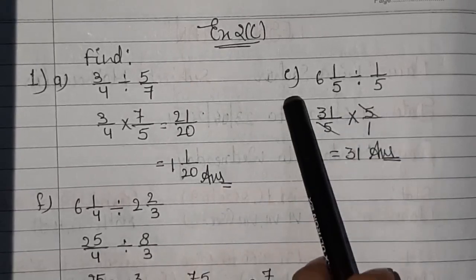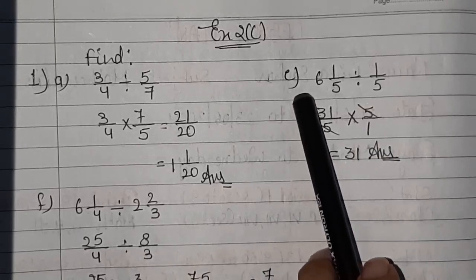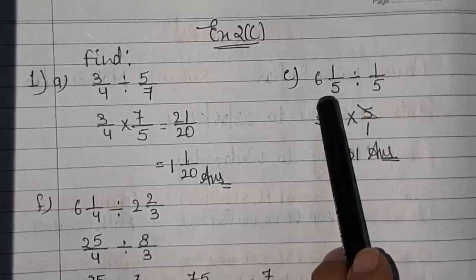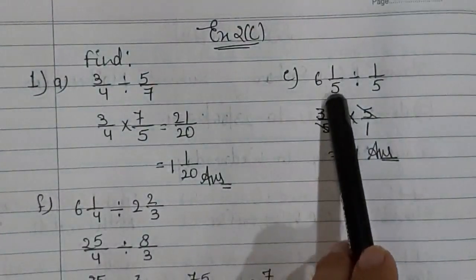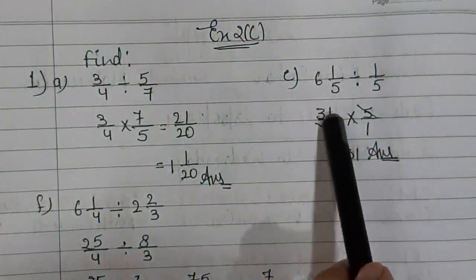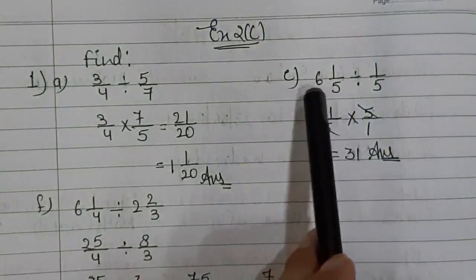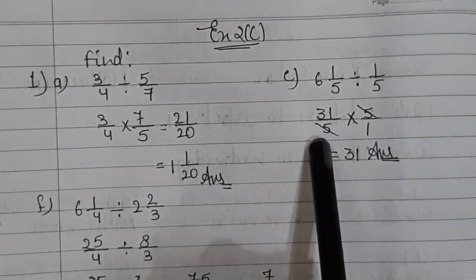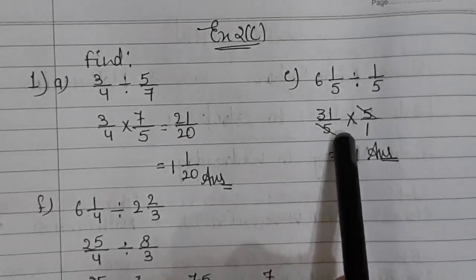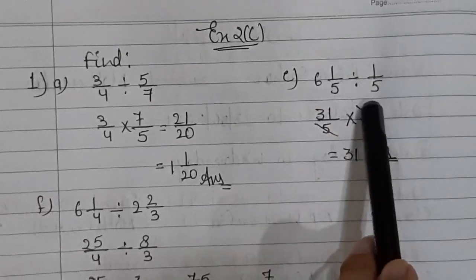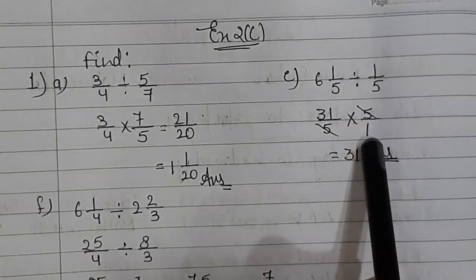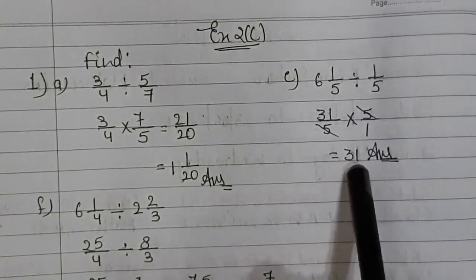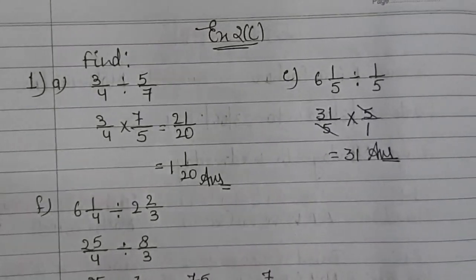Now come to E part. E part is 6 whole 1 by 5 divided by 1 by 5. First convert this mixed fraction into an improper fraction. So when we convert this mixed fraction into an improper fraction, it will come 31 by 5. Convert this division sign into multiplication. We have to write the reciprocal of 1 by 5, that is 5 by 1. Cancel out numerator with denominator. 31 is the answer.